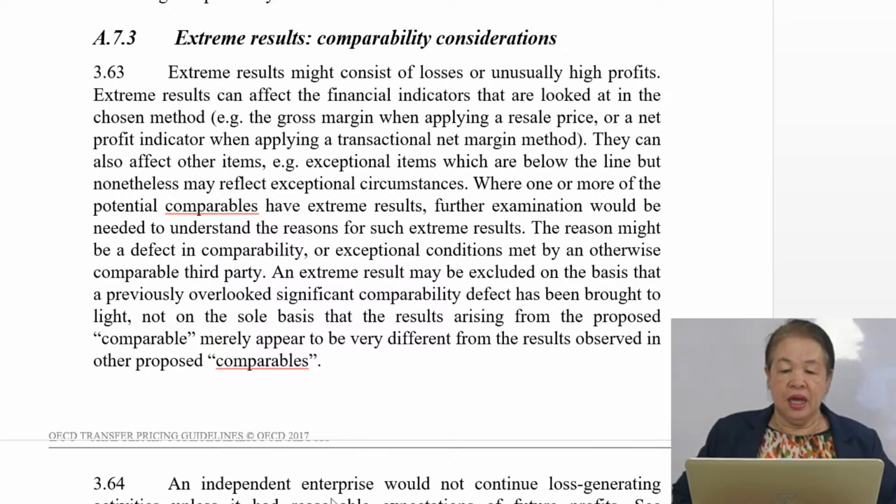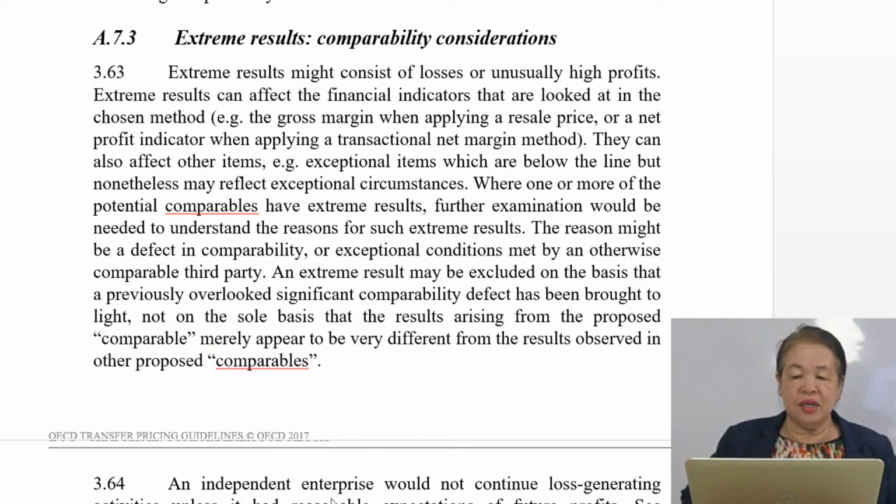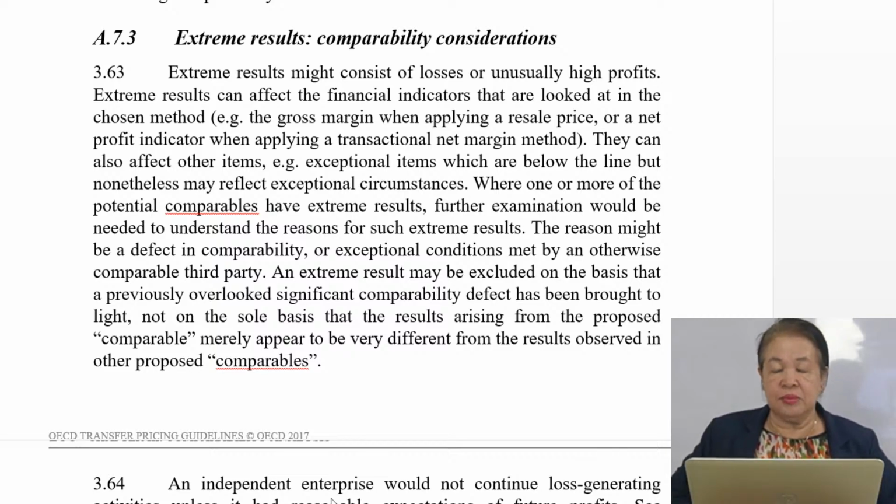Or unusually high profits. Bakit sobrang taas ng profits? So extreme results can affect the financial indicators that are looked at in the chosen method. The gross margin when applying a resale price, or a net profit indicator when applying a transactional net margin method, depending on the method, no? Because there is a net profit indicator, no? Or financial indicator. They can also affect the other items.